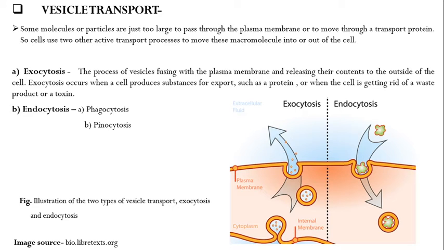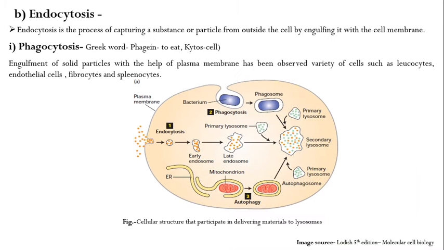See in this diagram, first is exocytosis. Here from the internal membrane or cytoplasm, some vesicles form, and this is the export. In the second half there is endocytosis, where solid particles or foreign particles are engulfed. Endocytosis is the process of capturing a substance or particles from outside the cell by engulfing it with the cell membrane.